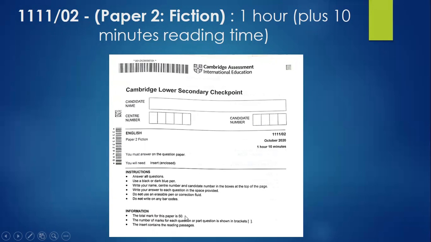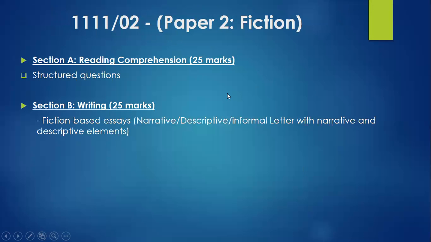So this paper also allocates 50 marks, and the marks for each question will be shown in the brackets next to the question. So as mentioned earlier, since this is a 1 hour paper, you are advised to spend 30 minutes for section A and 30 minutes for section B.